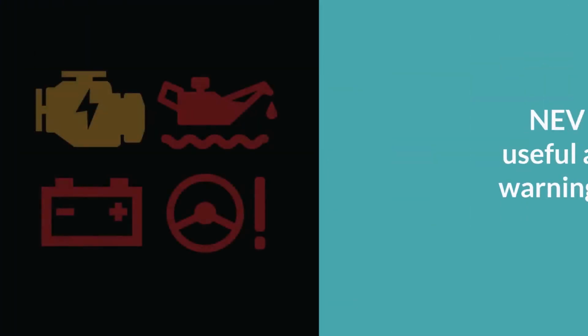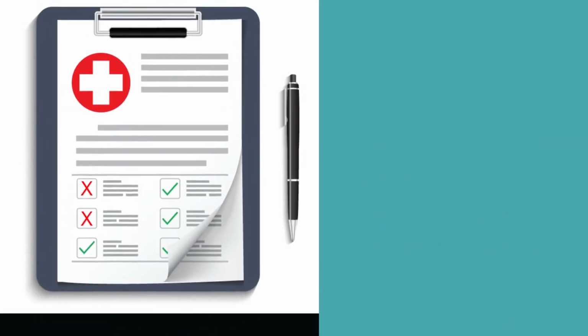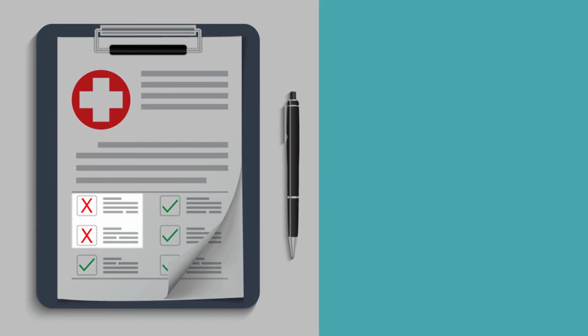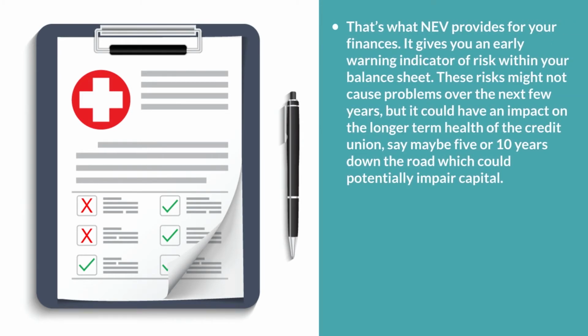Before we get into the specifics of NEV, it's important to note that this method is really useful as an early warning indicator. Think of it like going to the doctor for your annual physical. He performs an exam, checking for any signs of potential future problems. If he finds that your blood pressure is elevated or your cholesterol is a little high, he will let you know of these early warning indicators and tell you that you might want to change something you're doing so you don't have bigger health problems down the road. That's what NEV provides for your finances.